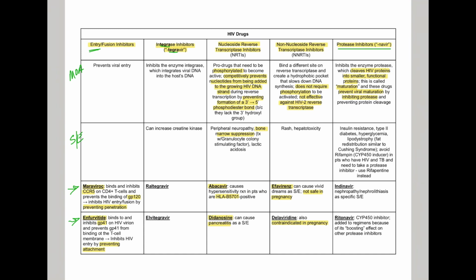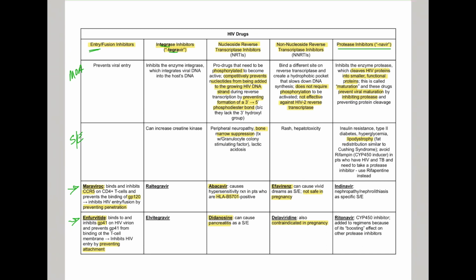Some of the side effects here include insulin resistance, type 2 diabetes, hyperglycemia, and lipodystrophy, which they have asked about before on NBMEs. This is going to be fat redistribution that seems somewhat similar to Cushing syndrome. They like to ask about fat that's suddenly in the back of the neck while on these drugs. So you should probably think of a protease inhibitor at that point.